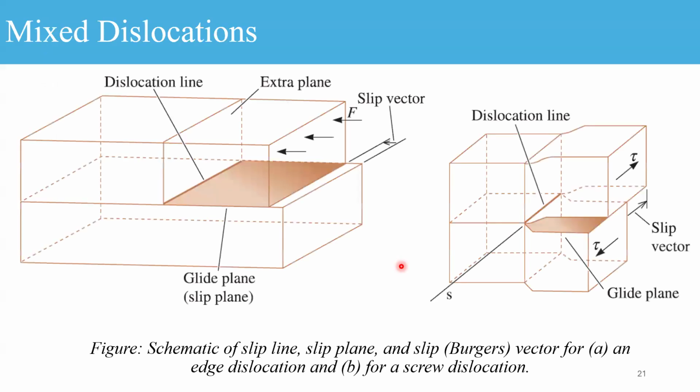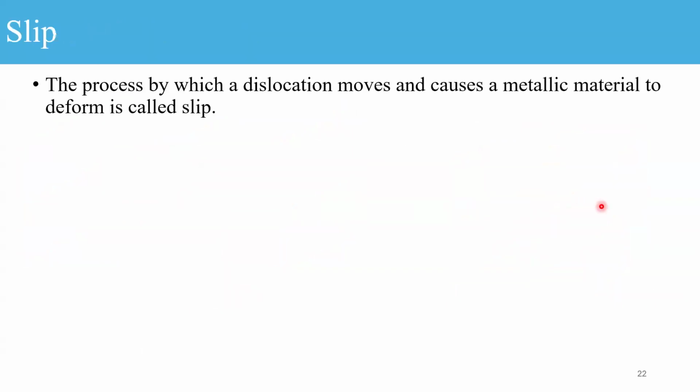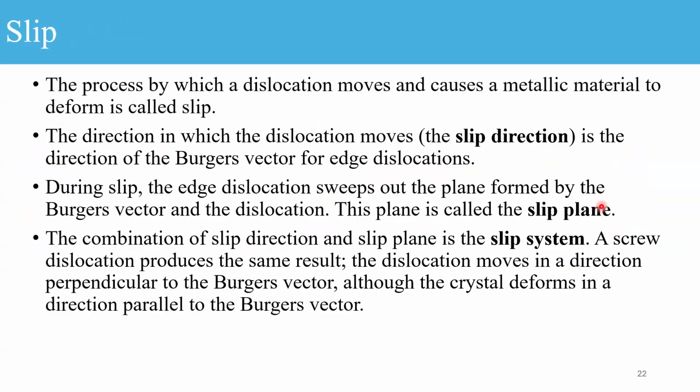So if you go back and look at a couple of slides, this is the plane where the slip vector goes from the dislocation line to the start of the force. Similarly for the screw dislocation, this is where the slip happens. So that is called the slip plane. The combination of that slip direction and slip plane is called a slip system. Screw dislocation produces the same result. The dislocation moves in the direction perpendicular to Burger's vector. That is the only difference, although the crystal deforms in the direction parallel to Burger's vector.